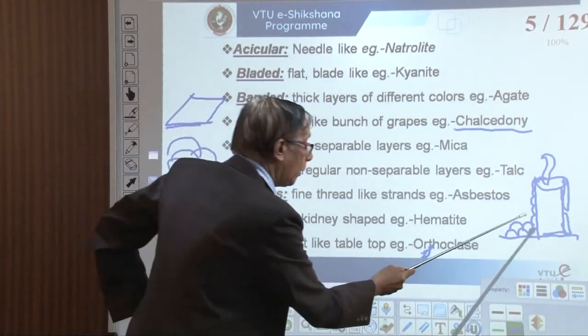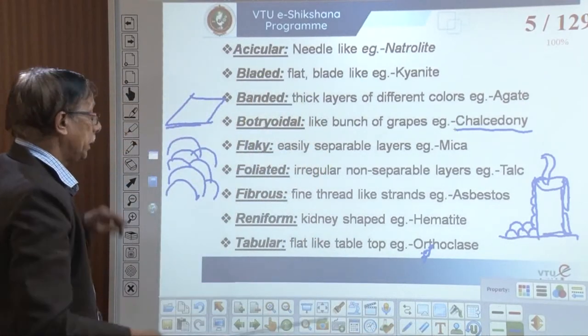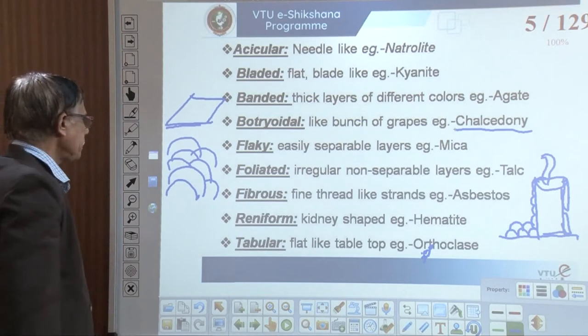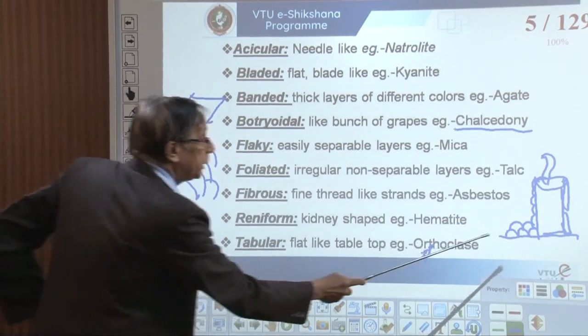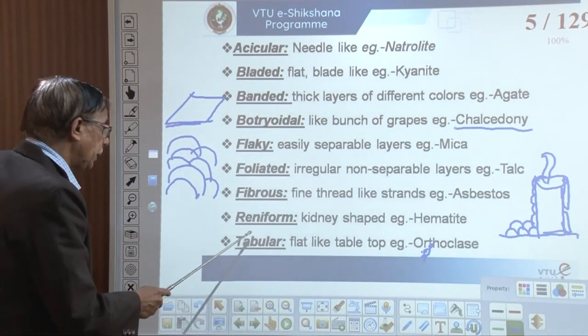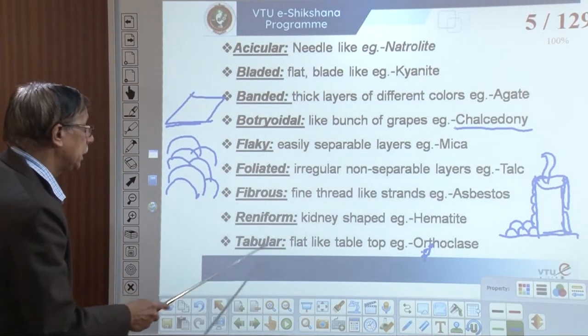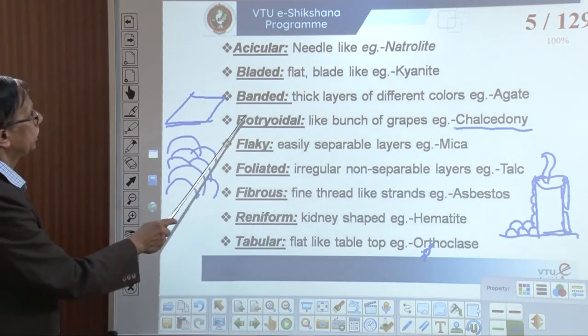It is in all respect that of a colloidal form, but the shape of what we get is a little different. They form a larger size, harder, you know, otherwise in all respect it is similar to botryoidal.